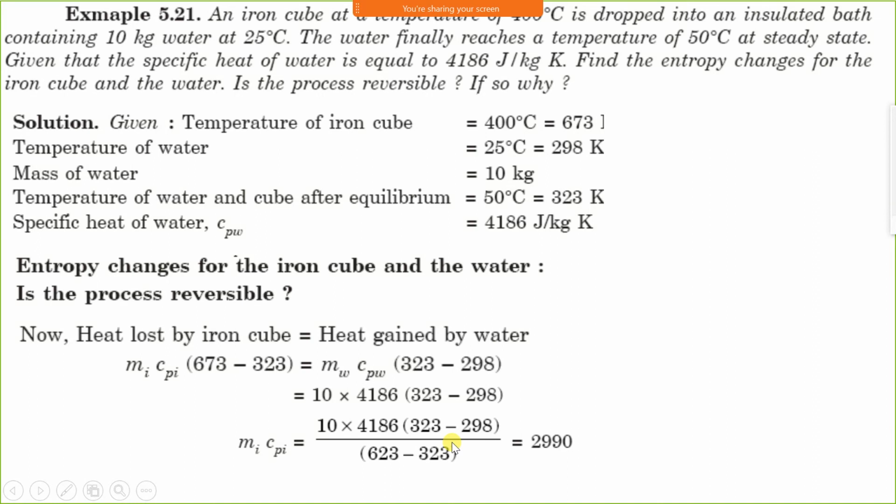Here we have to take the change in temperature as highest temperature minus lowest temperature. Don't take it as T2 minus T1, because for water, since it is heat rejected, for water T2 is highest, here T2 is lowest. Therefore, consider here the change in temperature; do not consider T2 minus T1. We will get m_i cp_i as 2990.